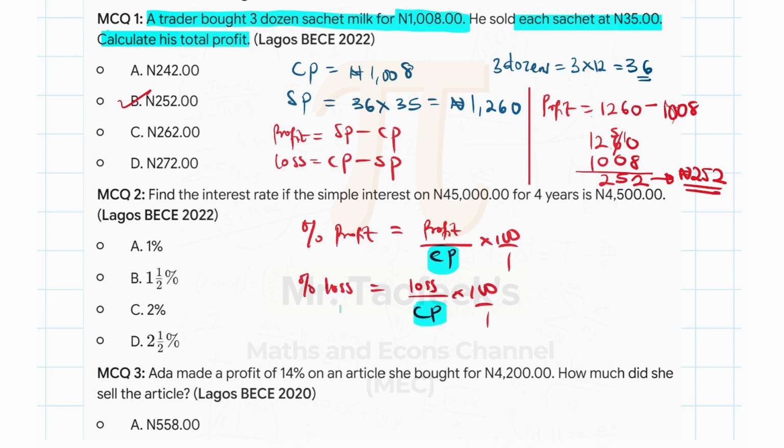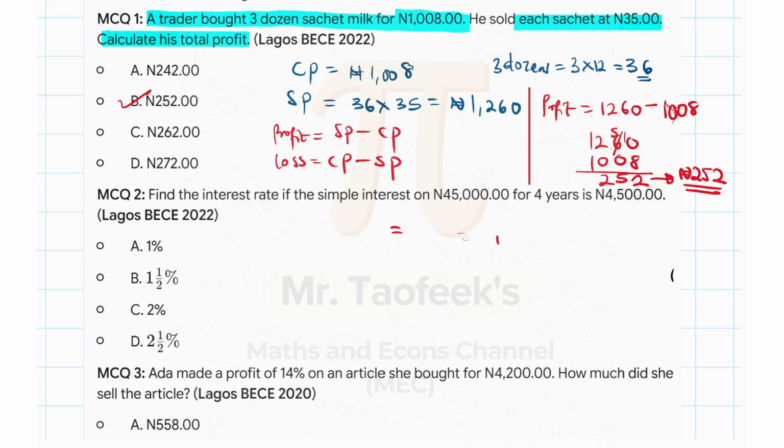So if this question was a percentage profit question, all we have to do is take the profit we got, 252, and divide that by the cost price, which is 1,008, and then multiply by 100 out of 1 and work that out. For percentage profit, your answer will always be in percentage. All right, so that brings us to the end of the first question for the multiple choice. Again, we're doing commercial arithmetic, so let's get to the next one.